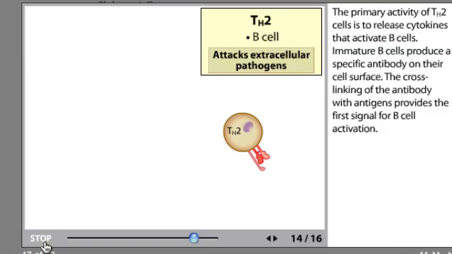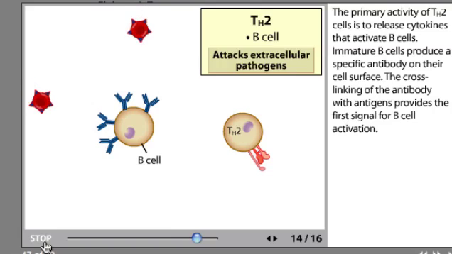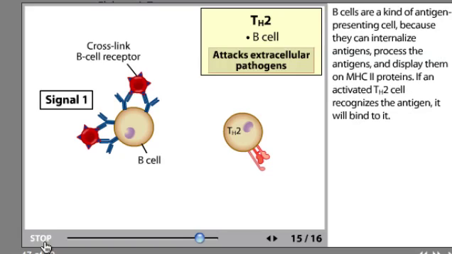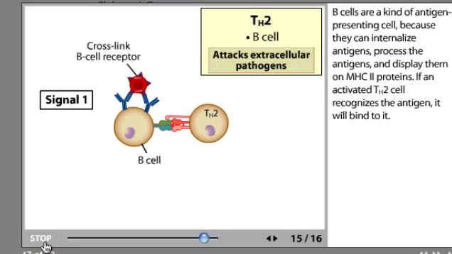The primary activity of Th2 cells is to release cytokines that activate B cells. Immature B cells produce a specific antibody on their cell surface. The cross-linking of the antibody with antigens provides the first signal for B cell activation. B cells are a kind of antigen-presenting cell because they can internalize antigens, process the antigens, and display them on MHC2 proteins. If an activated Th2 cell recognizes the antigen, it will bind to it.